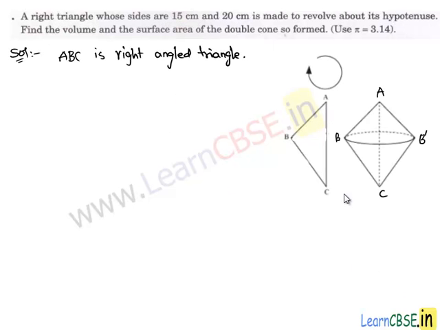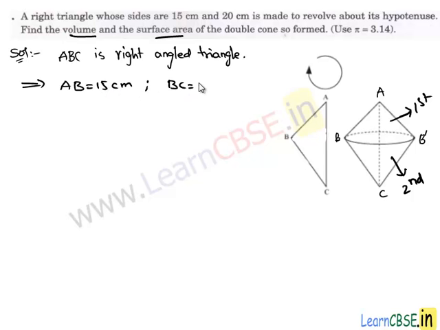Here we take ABC, a right angle triangle, and if we revolve the right angle triangle ABC about its hypotenuse AC, then we form a double cone like this. Here the upper cone is the first cone, and the lower cone is the second cone. According to the problem, we have to find out the volume and surface area of this cone. So how can we find it? To find this, we have the given sides of triangle ABC. So we take AB as 15 centimeters and the other side BC as 20 centimeters.